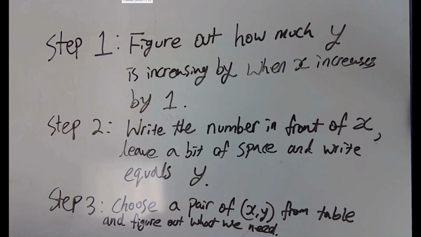So let's summarize today's lesson. The first step to figuring out an equation is to figure out how much y is increasing by when x is increasing by 1. Step 2 is to write down the number that you found in step 1 and put it in front of x, leave a little bit of space, and then write equals y. And the last step is to choose any pair of x and y from the table and figure out what other thing we need to make the two values equal.